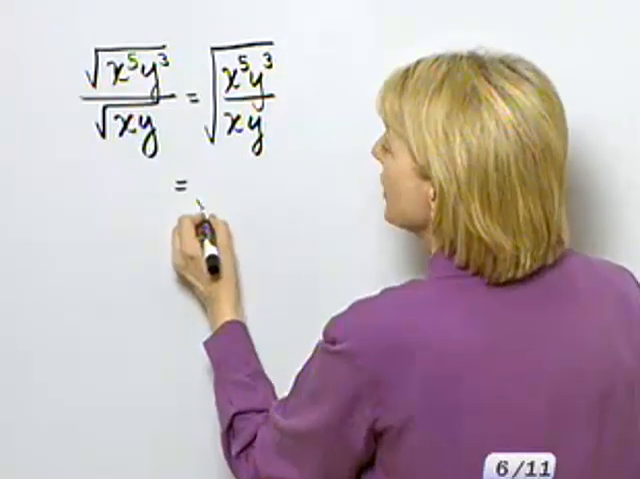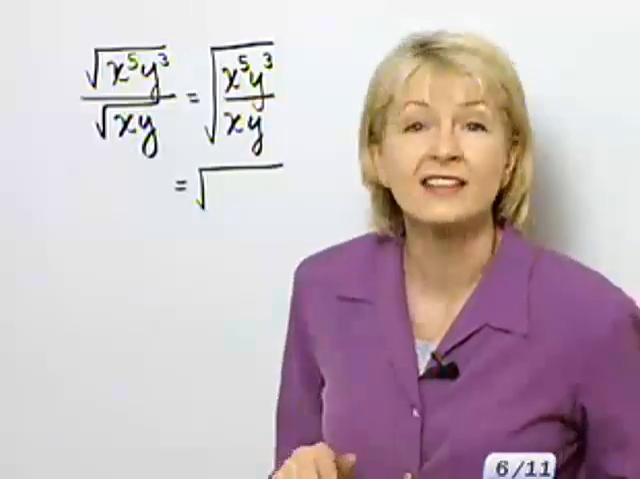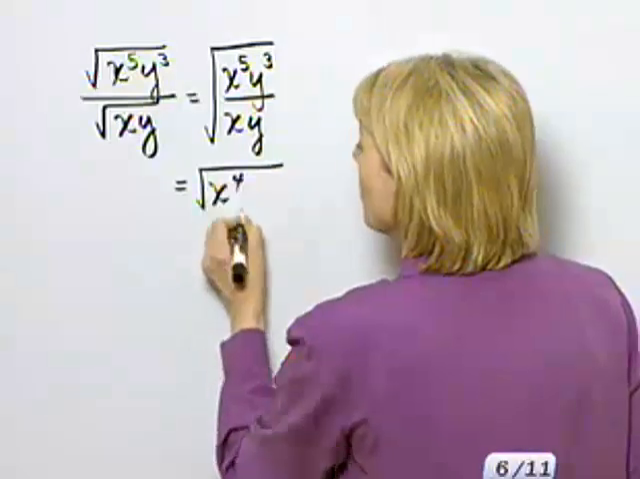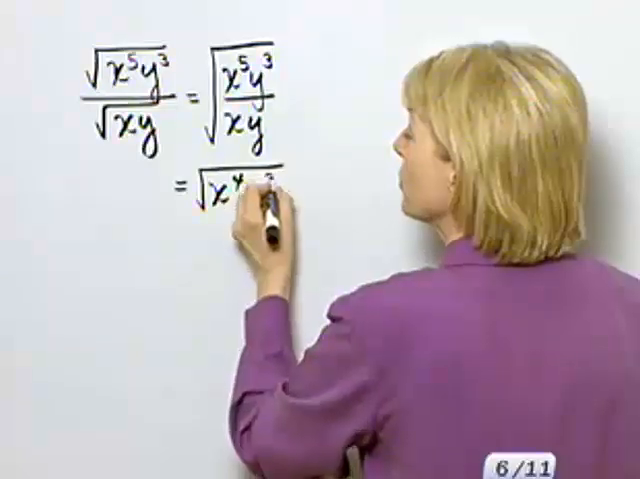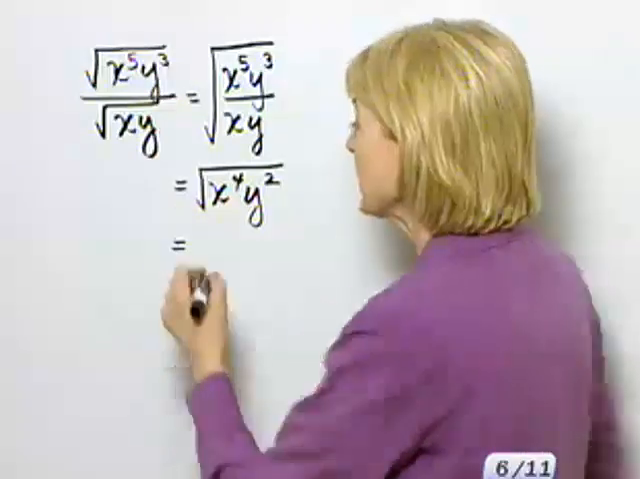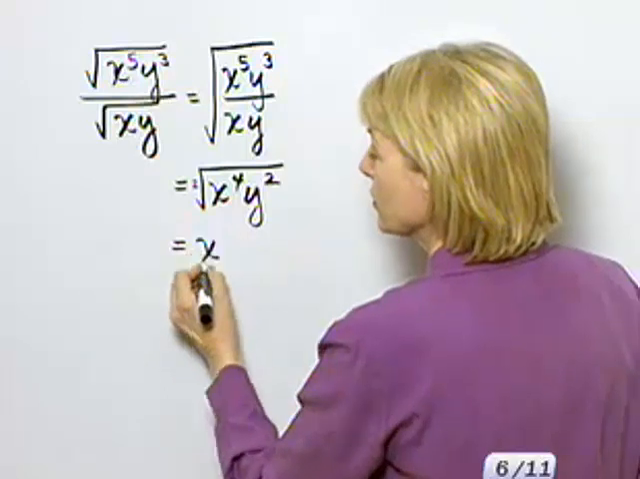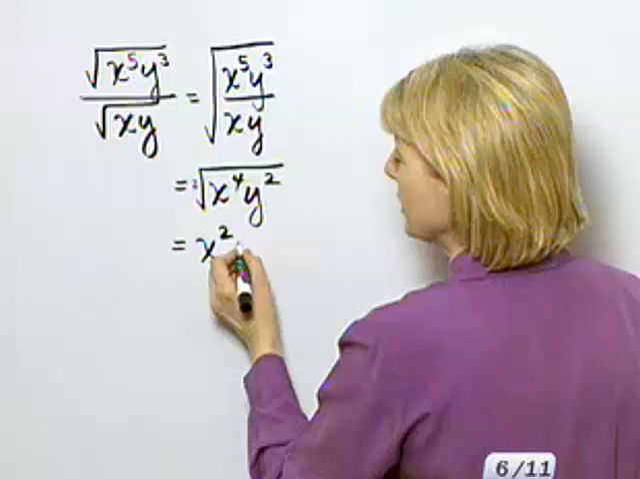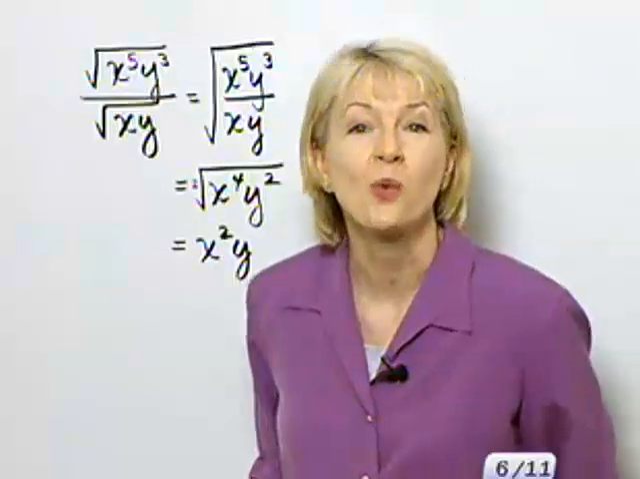Now let's just concentrate on within the radical. X to the 5th divided by x, that's x to the power of 5 minus 1 or 4. And y cubed over y, that's y to the power of 3 minus 1 or 2. And now let's simplify if we can. Remember, the index is an understood 2. 2 divides into 4 2 times, so I have x squared. And here 2 divides into 2 once, so I have y. This simplifies to x squared y.